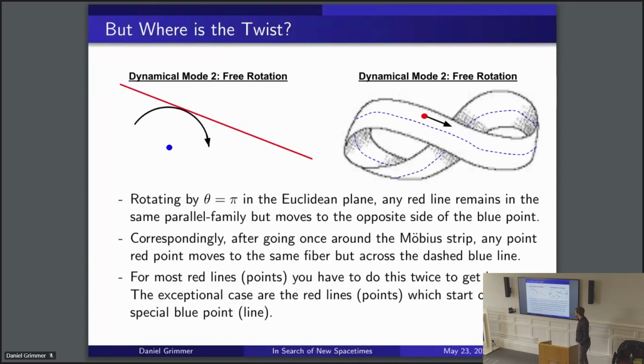For most of the red lines, you have to rotate by theta equals pi twice to get home. Over here, you have to go around twice for most of the points to get back to where you started. That's not true for the lines here that go through the blue point. The lines are unoriented, so they just have to go around once, and then they're right back where they started. Same thing for the points that start on the blue line. They just have to go around once. Okay, so there's a complete isomorphism, and in fact, an isometry between these two spaces.